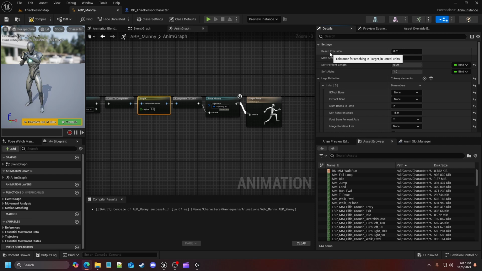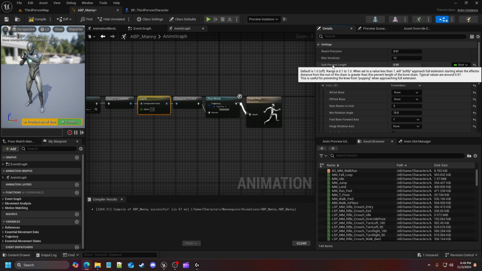So with our reach precision right here, which we have set to 0.01, this controls how close the foot needs to be to the target IK location before the system considers it done. A smaller value means more precise IK placement, but it might require more processing time, which is where the max iterations comes in. This limits the number of times the IK solver can try to position the foot. Higher values give it more chances to get the foot in the correct place, but can take more time. For us, the 12 is a very reasonable compromise between precision and performance.